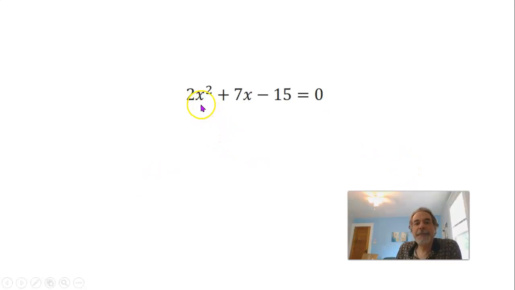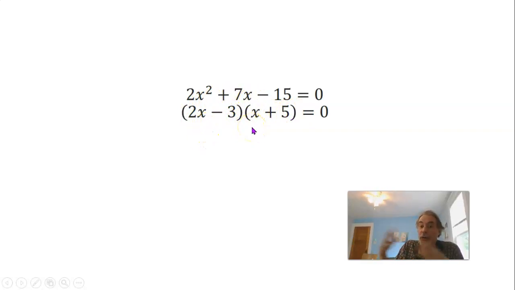Step 2, factor the side that isn't 0, the 2x squared plus 7x minus 15. So we have to break that up into two factors that when you multiply them together, they give you 2x squared plus 7x minus 15. Now here I'm just showing you what those factors are, but you might have to stop and work this out. I don't expect you to be able to necessarily immediately see this. You might have to work out the details, but once you find the right thing, let's check it.